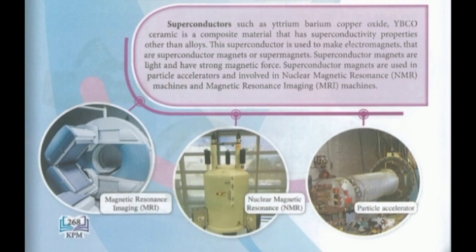Superconductors such as the yttrium barium copper oxide composite, YBCO, have superconductivity properties other than alloys. This superconductor is used to make electromagnets that are superconductor magnets or supermagnets. Superconductor magnets are light and have strong magnetic force. Superconductor magnets are used in particle accelerators and involved in nuclear magnetic resonance (NMR) machines and magnetic resonance imaging (MRI) machines.